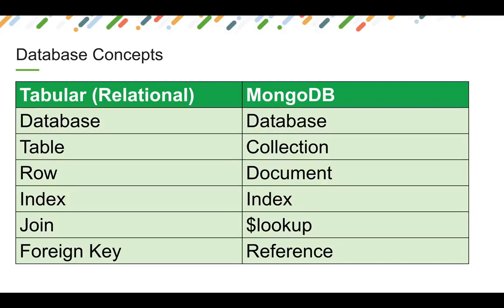So instead of table, we have collections. Instead of rows, we have documents. We can do join operations with the lookup operator. Instead of foreign keys, we utilize references. And just as a point of clarification, a lot of people talk about MongoDB as a non-relational database. But really, all data is relational. So sometimes I use the term tabular to describe the legacy databases that use tables.